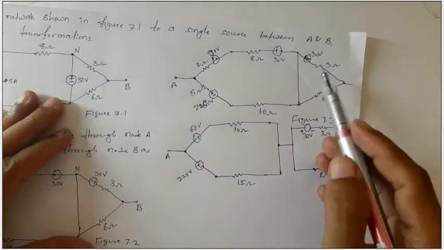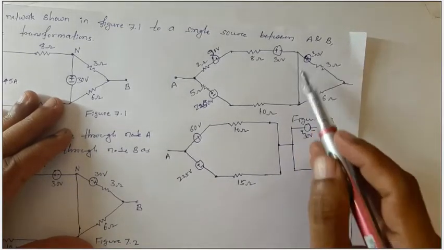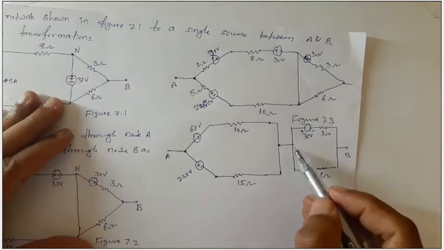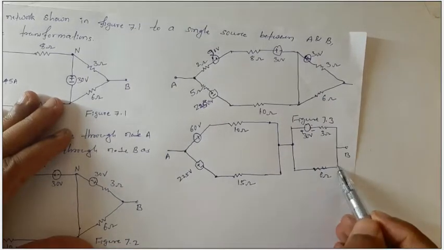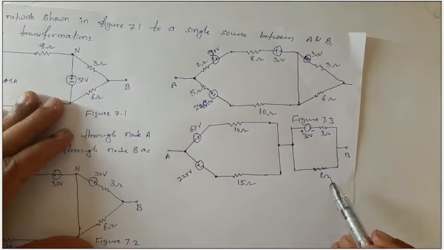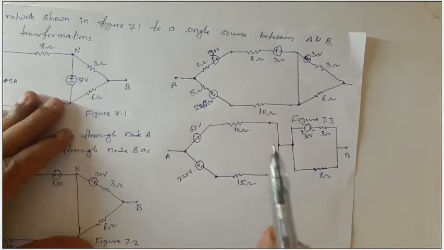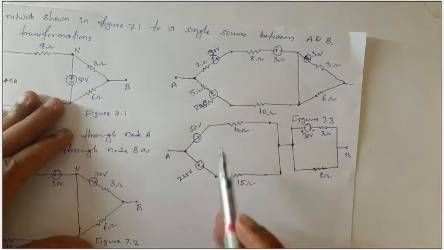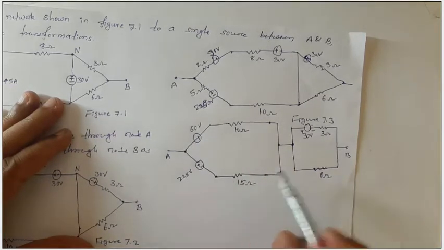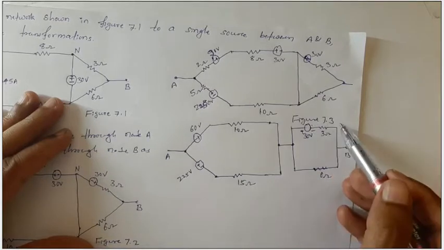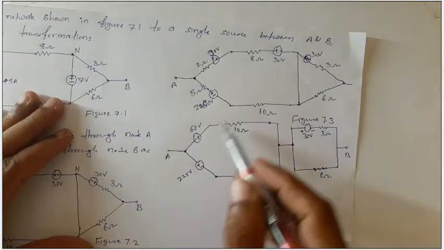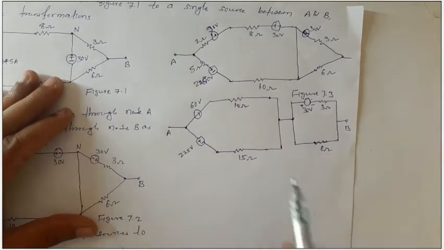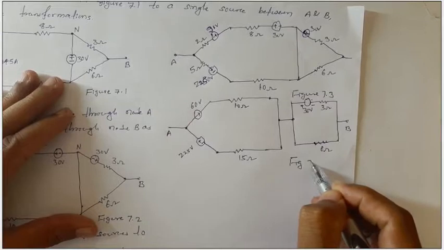Dear students, I have not done anything, I have just redrawn it. Say 30 volts and 3 ohm here, and this is 6 ohm. So now it will be much easier for us to understand and solve further. So if you see here, dear students, there is one voltage source in series with a resistance, here one voltage source in series with a resistance, here one voltage source in series with a resistance. We will convert all these voltage sources to an equivalent current source. So this is figure 7.4.